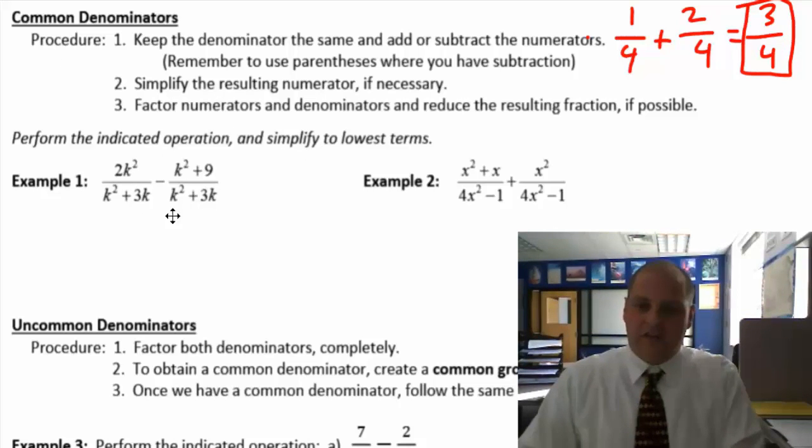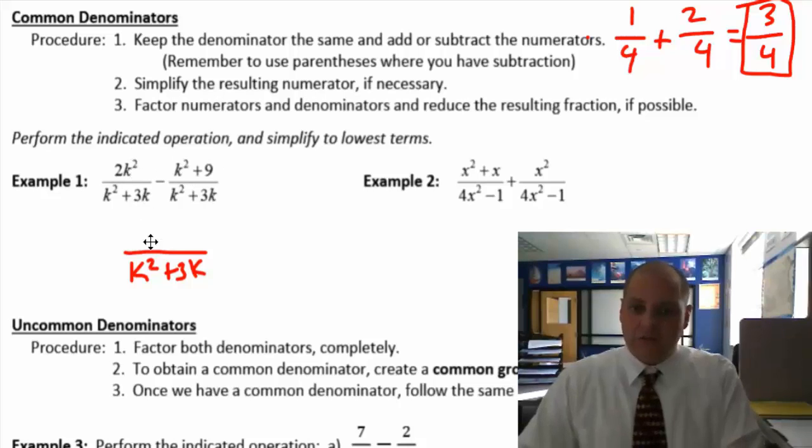That's the process we're going to be using here when we have common denominators already. So as you can see, example 1, we already have common denominators. So what we're going to do is keep it. K squared plus 3k. And we're going to subtract our numerator. So we have 2k squared. Now this subtraction goes to both terms. Now that's where mistakes are made. 2k squared minus k squared is k squared. And then we have a minus 9.